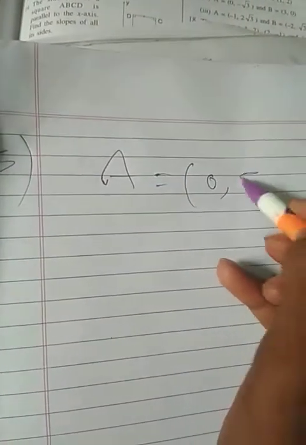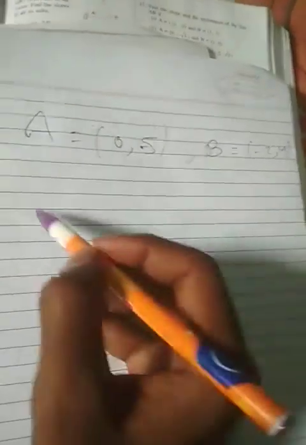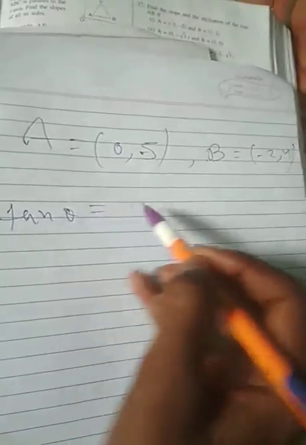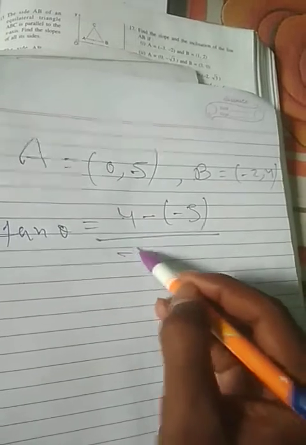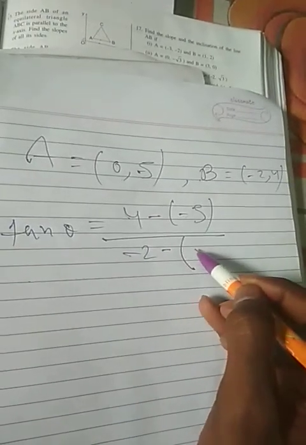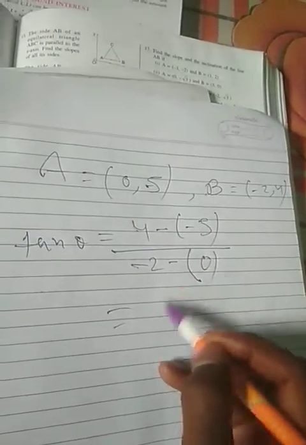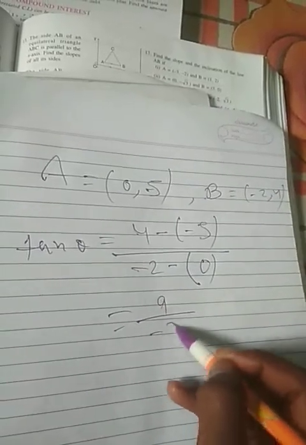It is said to calculate the slope of the line perpendicular to that line. That means there is a line AB with some points given. You have to calculate the slope of the line which is perpendicular to that line. First calculate the slope of that line, AB. Same process: y2 minus y1, that means 4 minus minus 5. After that x2 minus x1, that becomes 9 and that becomes minus 2. That is the slope of AB.